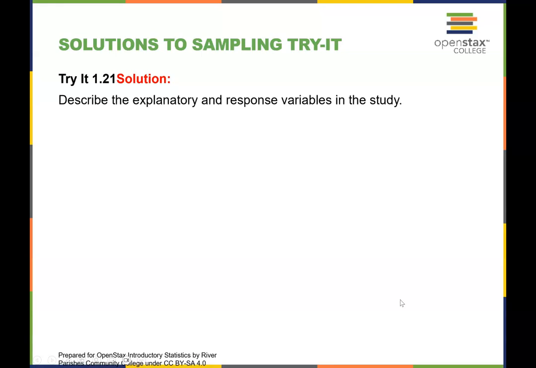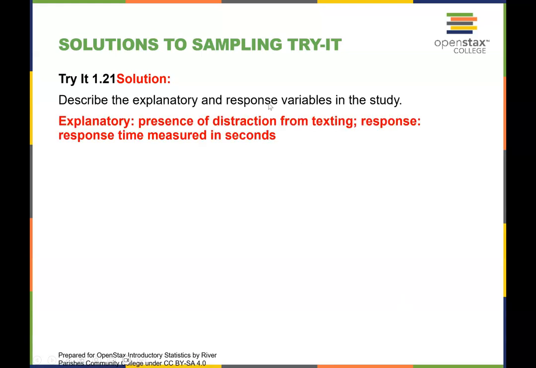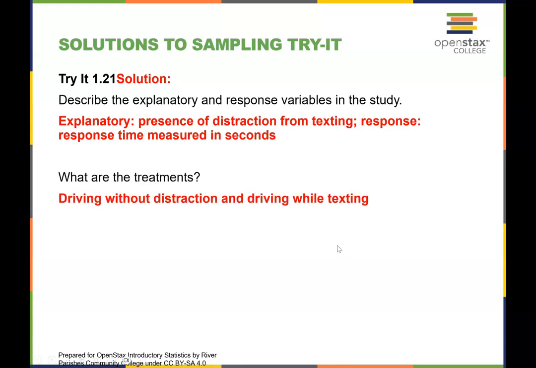So explanatory and response variables. Explanatory is the presence of distraction from texting. Response is the response time measured in seconds. The treatments are driving without distraction and driving while texting.